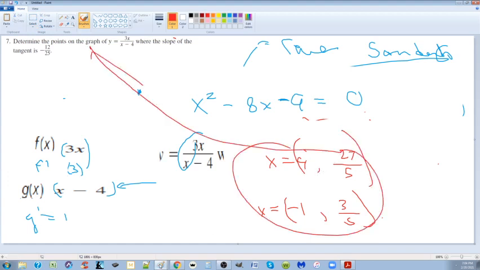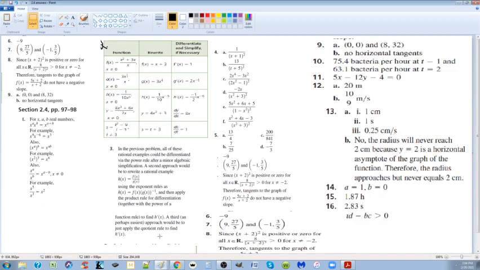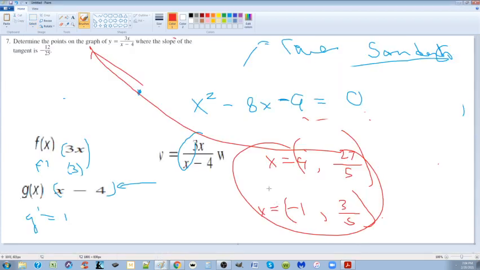Let's see if it was right. So we got, see if I can remember them. Right there, 9, 20. Yep, got them. Okay, that's how you do it.